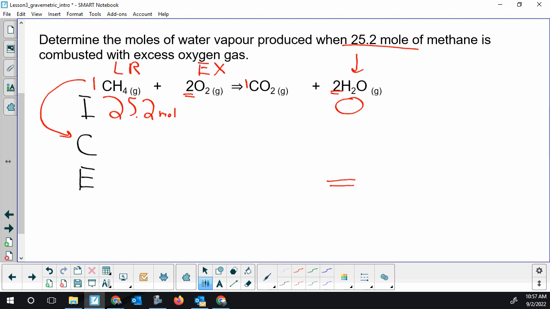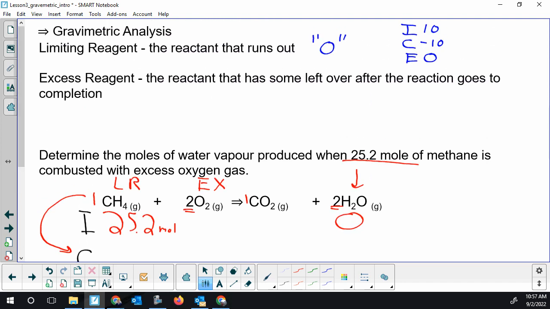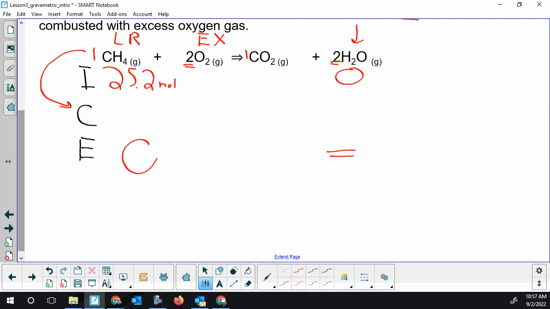Okay. You always have something that runs out, and then the others are extra. If we know this is the excess, this must be the limiting, and the limiting reagent always runs out, goes to 0 at the end. So the limiting reagent is going to have 0 left. So we know we start with 25.2 moles of methane. It all goes away. So the change is clearly down, is negative, and it's everything. It's all 25.2 moles.